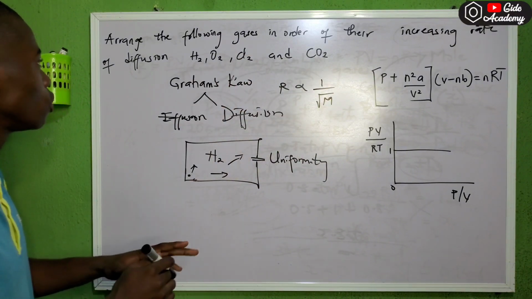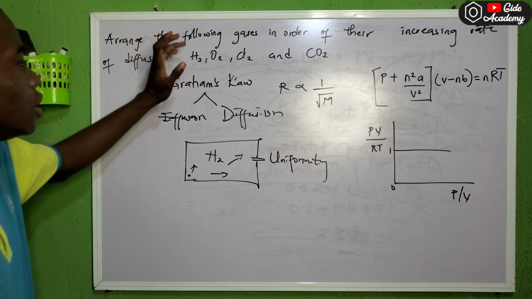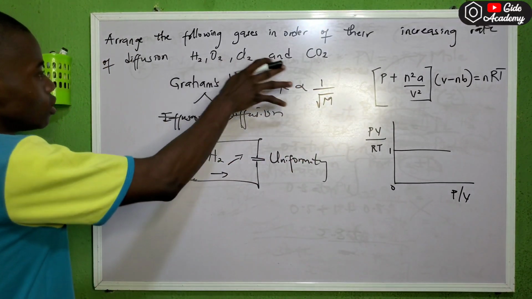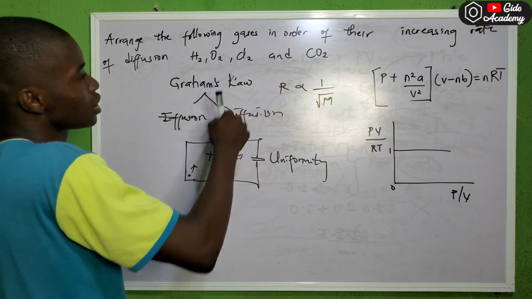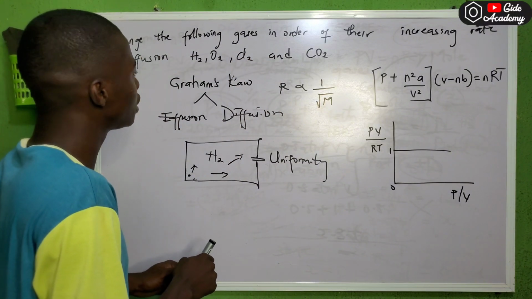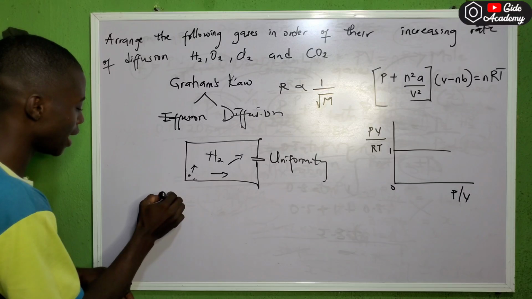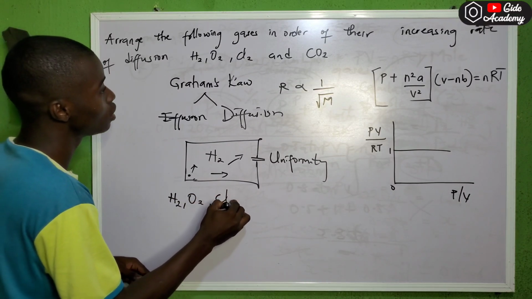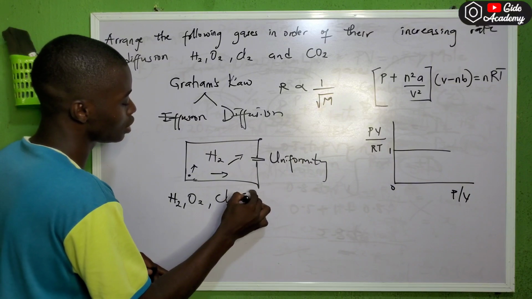I want to show you something real quick. A question might come in this format. They won't tell you to do most of all these secondary school calculations. This is how you see your questions. Arrange the following gases in order of their increasing rates of diffusion. We have hydrogen, we have oxygen, we have chlorine, we have CO2.